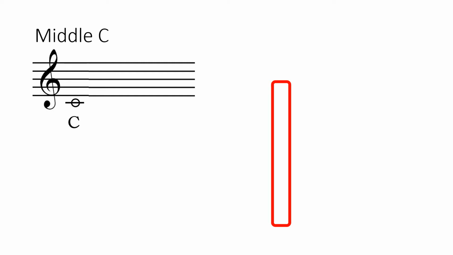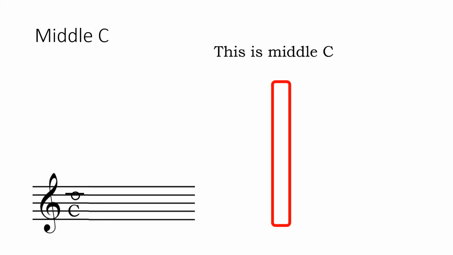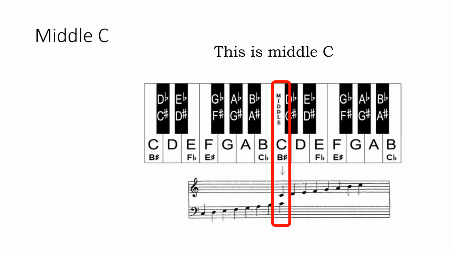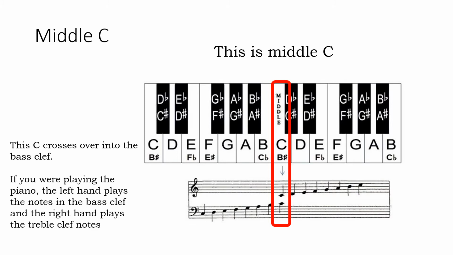Middle C can be seen as the overlap between the treble clef and the bass clef. This is middle C. And as you can see, middle C is the first bottom ledger line on the treble clef and the first ledger line above the stave for the bass clef. So this C crosses over into the bass clef. If you were playing the piano, the left hand plays the notes in the bass clef and the right hand plays the notes in the treble clef.